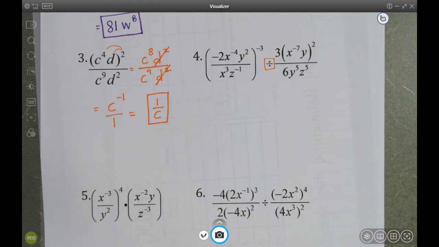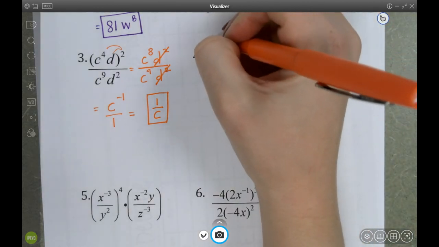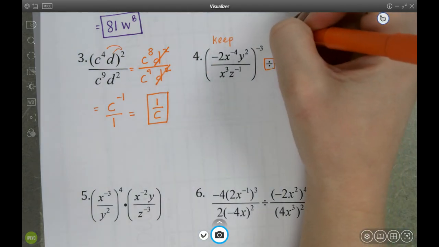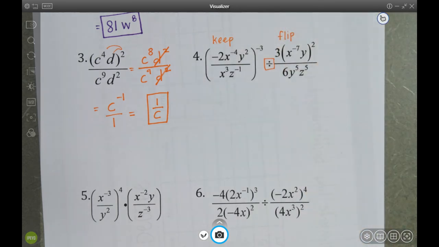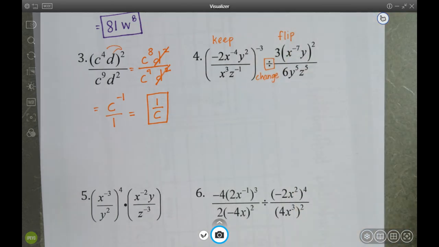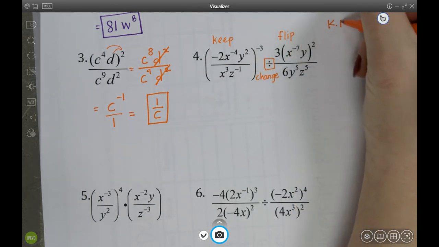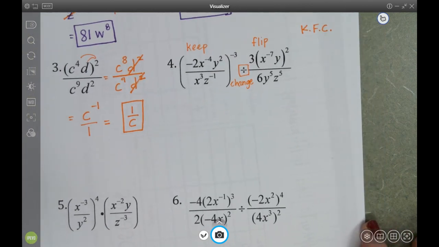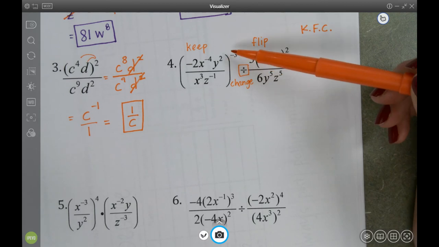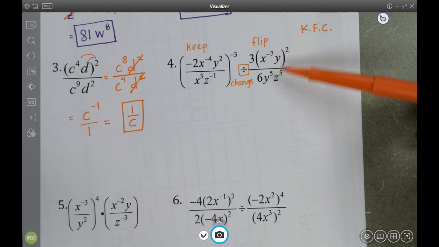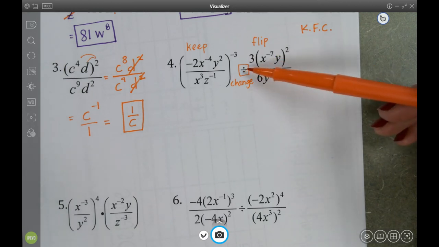Remember? All right, you keep the first one the same. You flip the second fraction, and then you change your sign to multiplication. Keep, flip, change, or KFC. Keep, flip, change. All right, so this first fraction is going to stay exactly like it is. Our second fraction is going to flip, and we're going to change it to multiplication.